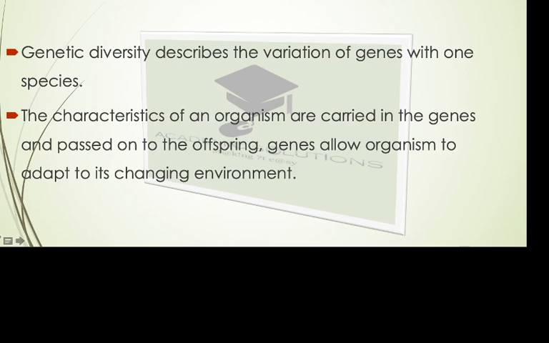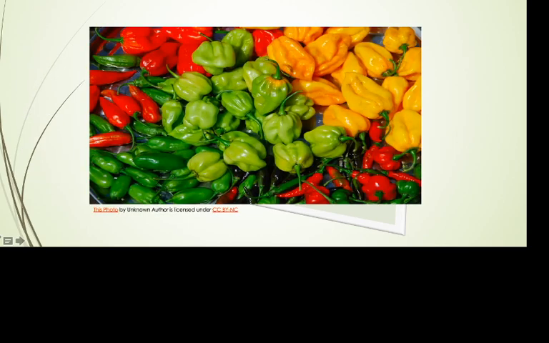And then we have genetic diversity, which is the variation of genes within one species. So the characteristics of an organism are carried in the genes, the chromosomes, which are then passed on to the offspring, allowing them to adapt to the changing environment. And then this is an example of genetic diversity.